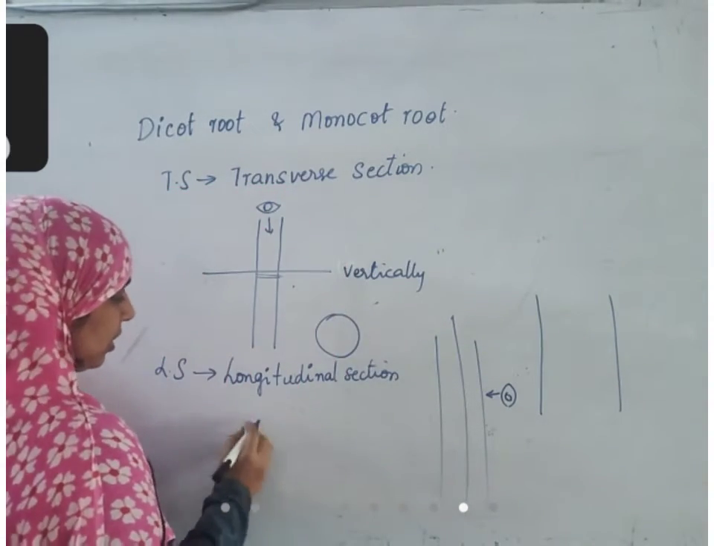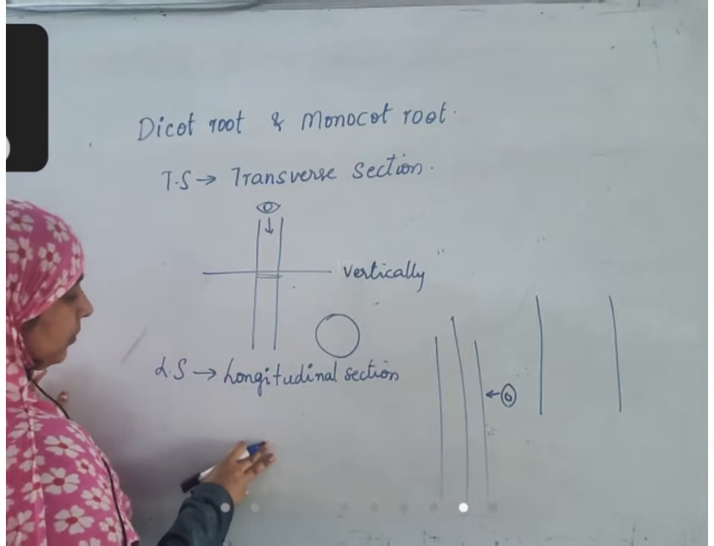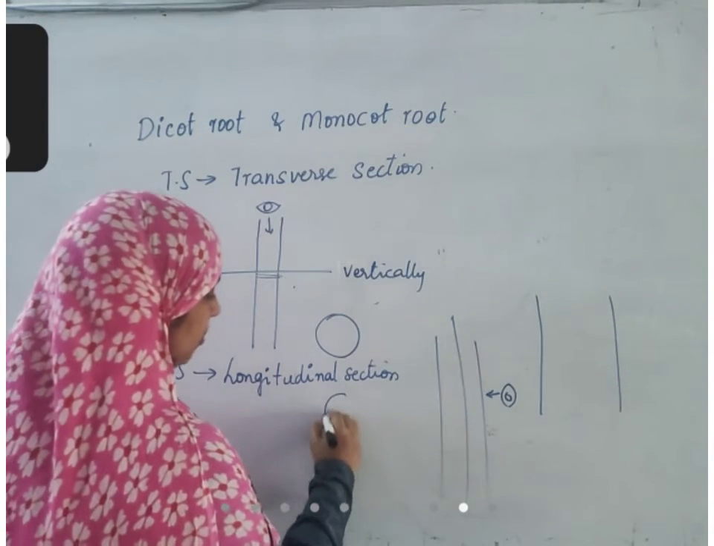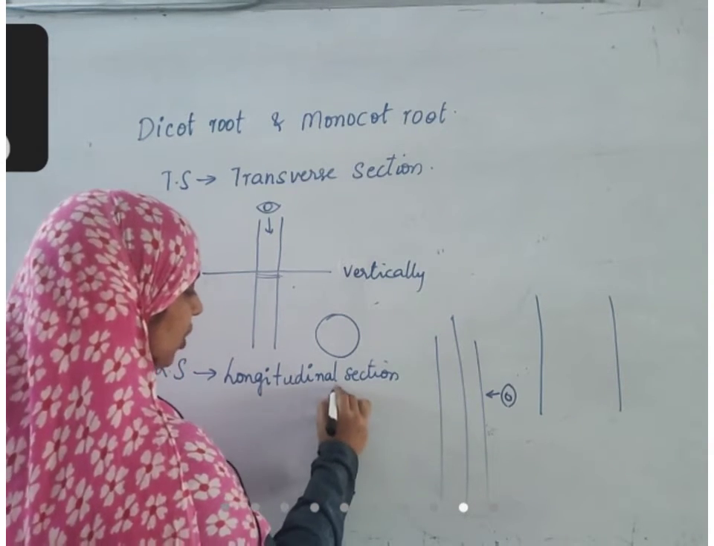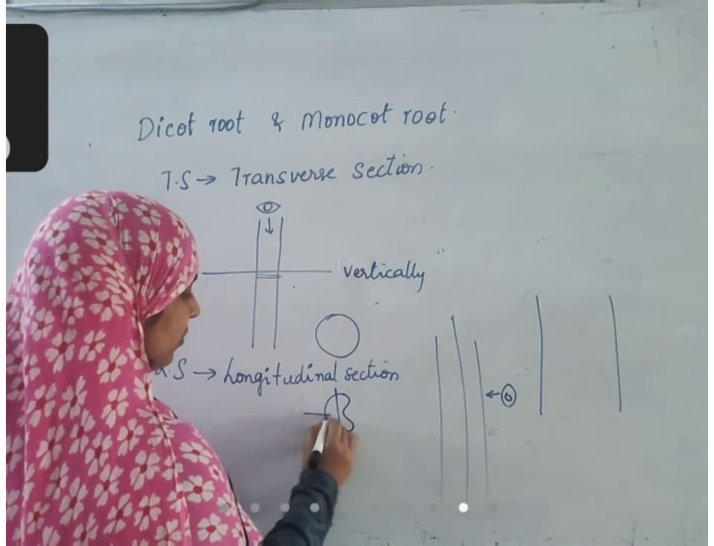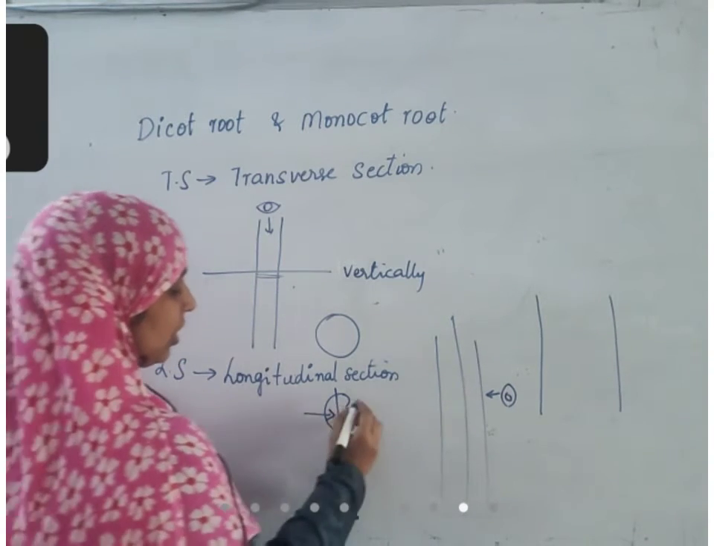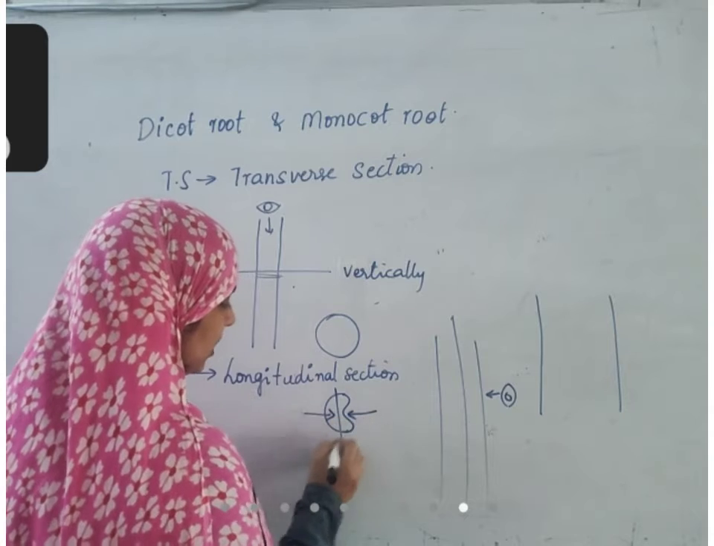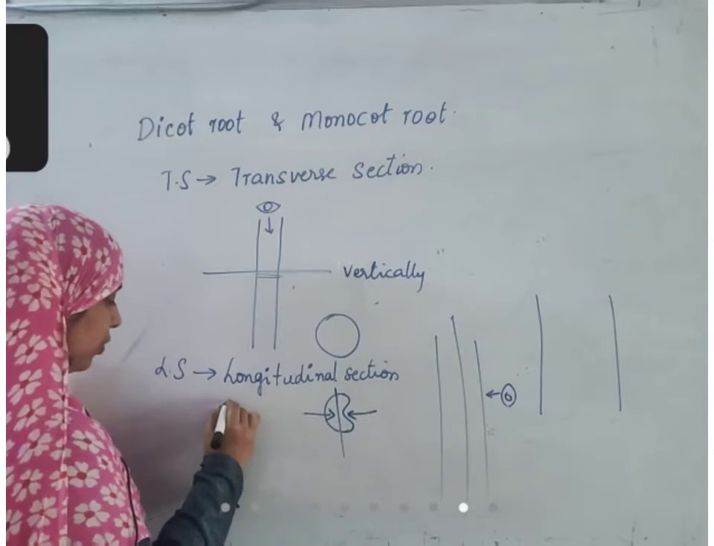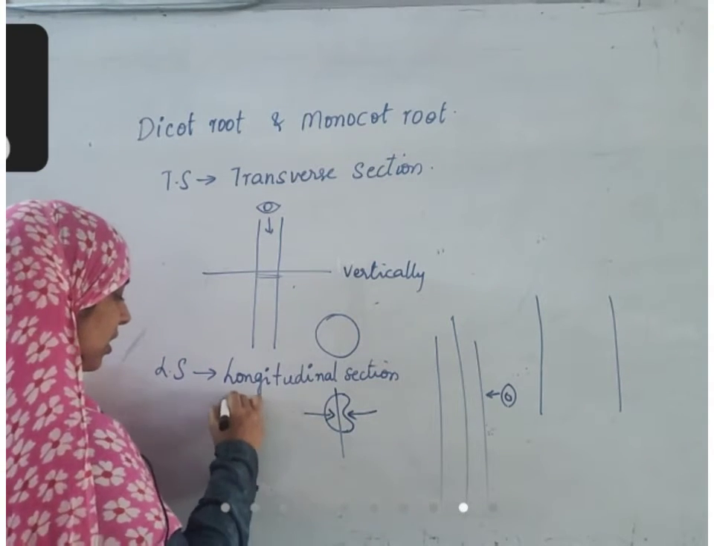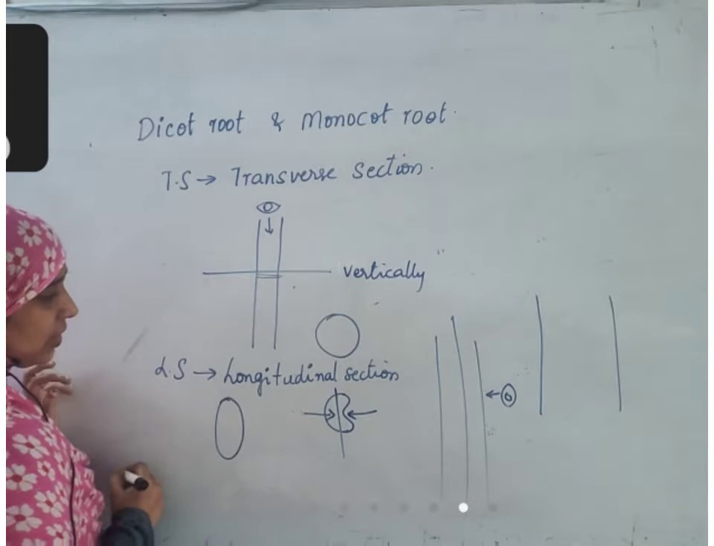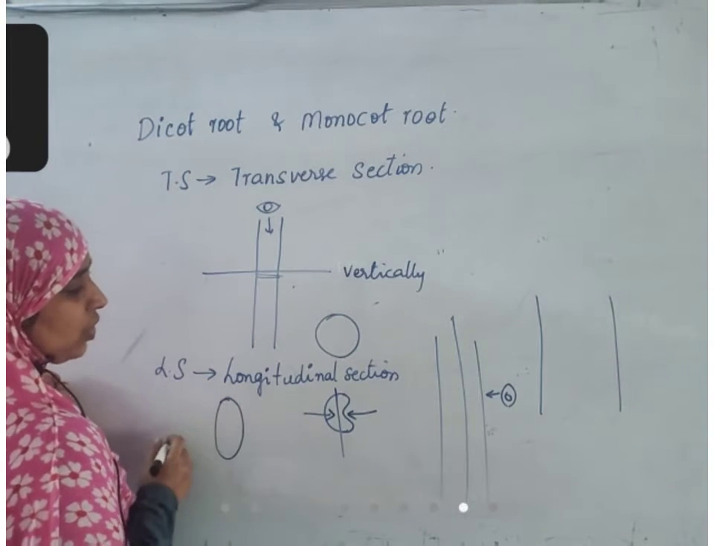Take for example, a bean seed. You are cutting like this and observing from this side. At that time, what will you see? You will see a slice like this. That is called a longitudinal section.